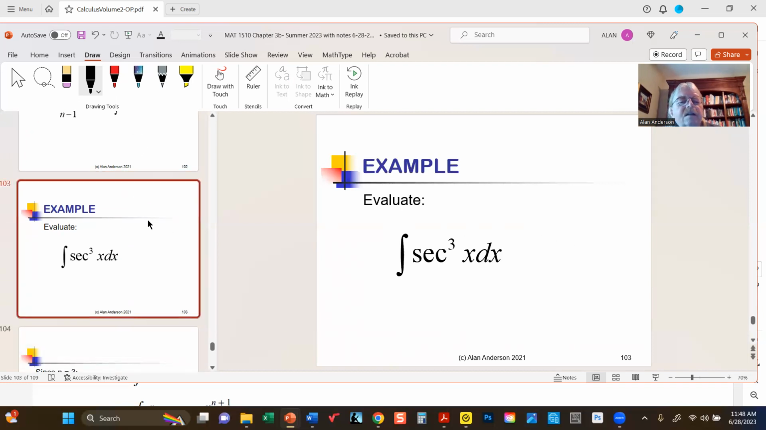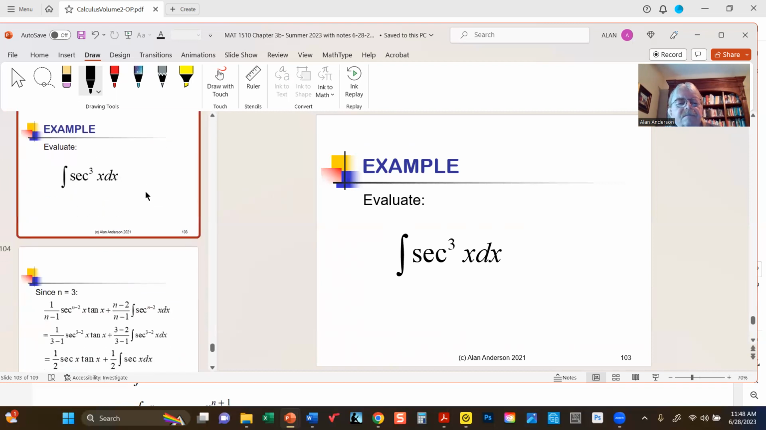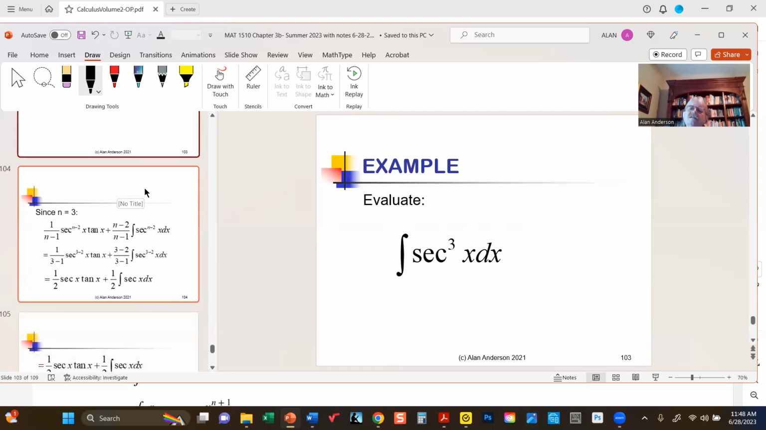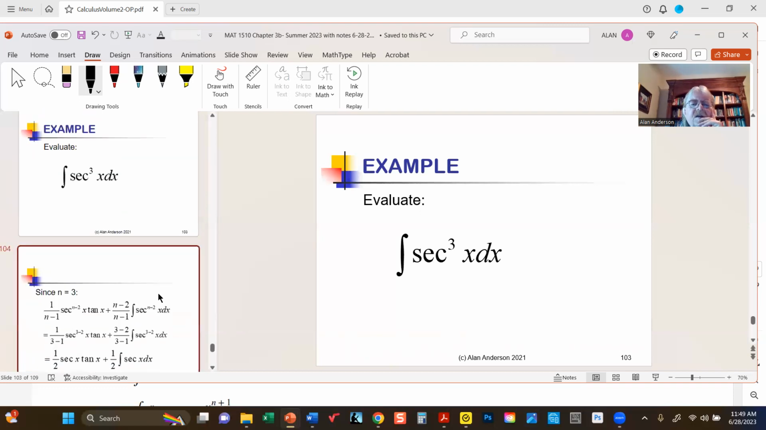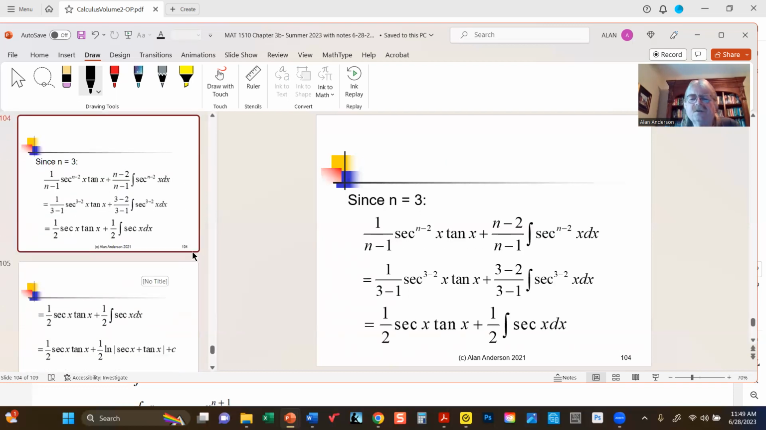Okay, so let's try this out on secant cubed of x. By the way, this is not to say that this is the only way to do this. Okay, but it's a way that we can do this. So for example, using the formula that I just showed you, this means that n equals 3. So this is the general formula. Then we plug in 3 for all the n's, and we end up with this expression.